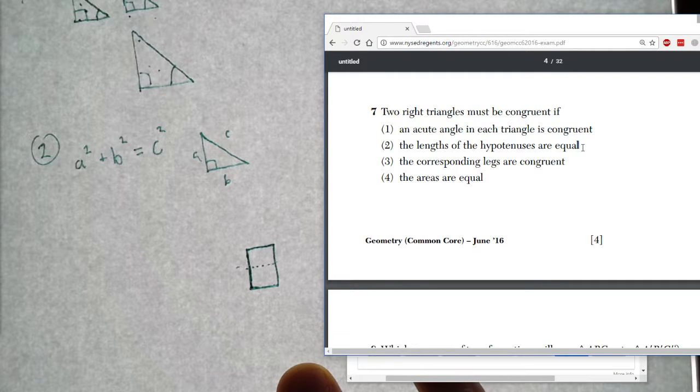Well, let's choose... what happened to my camera? What's going on here? Come on.